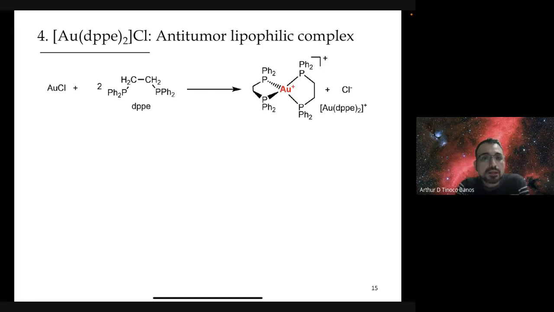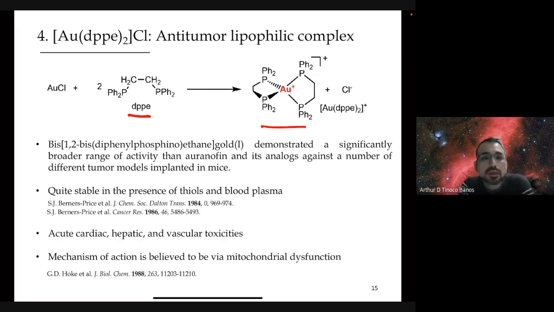All right, so let's explore some of these chelators that have been used. Here we're looking at the use of bidentate phosphine ligands. Here's a representation of one, this DPPE, and you get the formation of these gold tetrahedral complexes with those bidentate phosphine ligands.